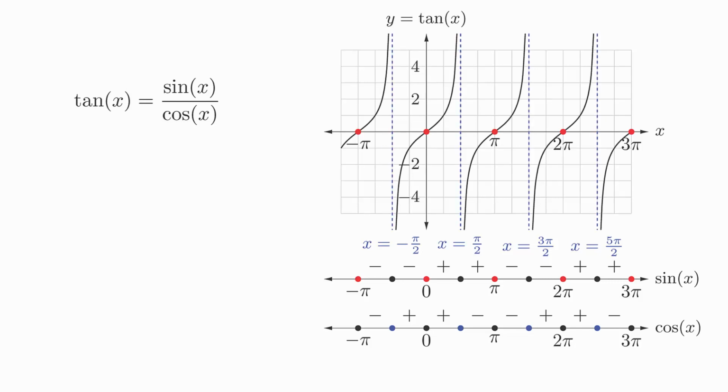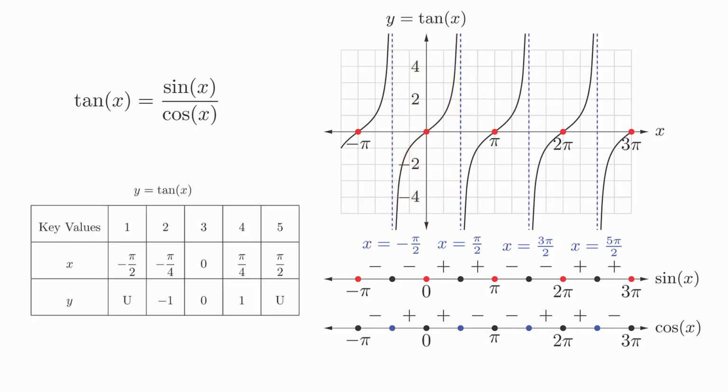From this information, we can get a rough sense of the shape of the tangent function. Notice that the tangent function is periodic with period pi instead of period 2 pi. In fact, the fundamental period for tangent is negative pi over 2 to pi over 2. We would say that this is one branch of the tangent function.